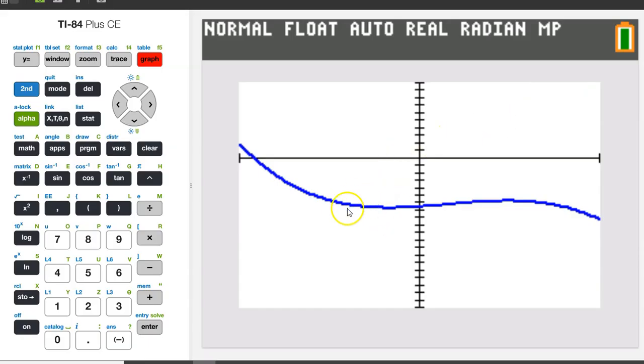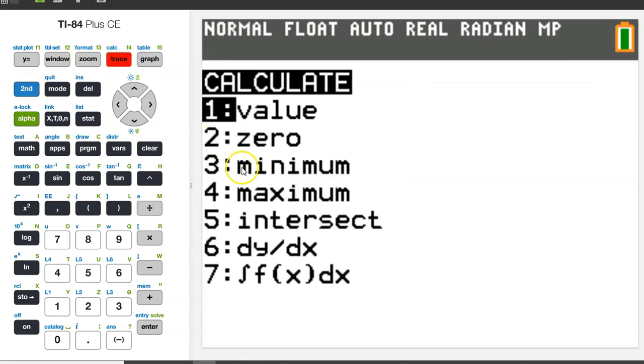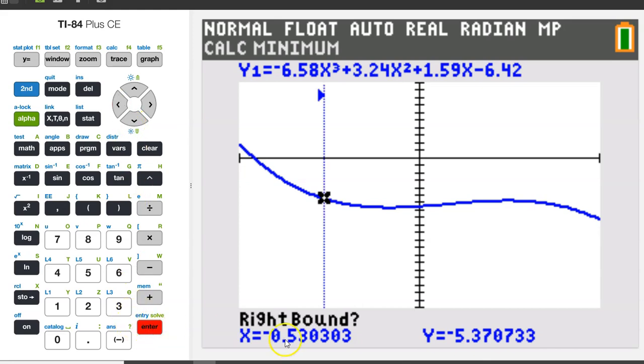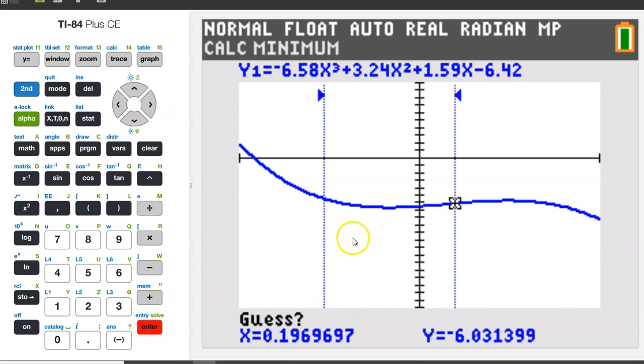Okay, so that's going to be somewhere around in here. So let's do second trace, min, option 3. For left bound, I need to move anywhere where I know will be to the left of the min. And for right bound, I need to definitely be to the right of the min. Okay, so I'm going to keep going until I know it's going kind of up a tiny bit. Okay, so I know the min will be in here somewhere.